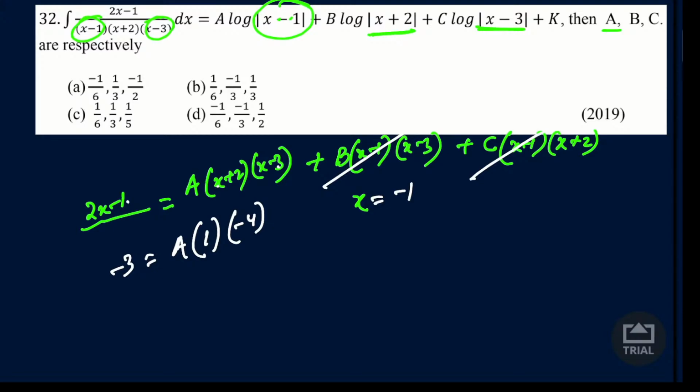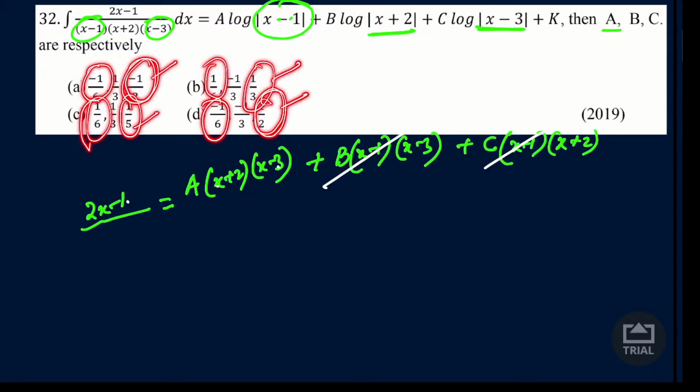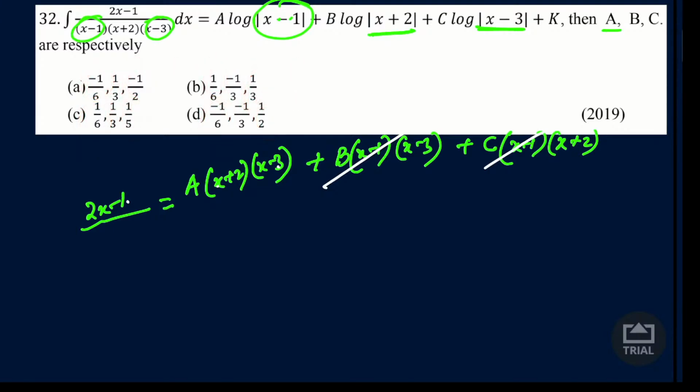Okay, don't go by A, students, because if we go by A, we can still have a lot of similar values: minus 1 by 6, minus 1 by 6, 1 by 6, 1 by 6. If you see the C, everybody is having C different: 1 by 3, 1 by 2, 1 by 5, minus 1 by 2.